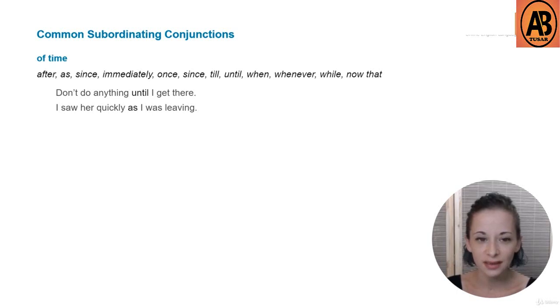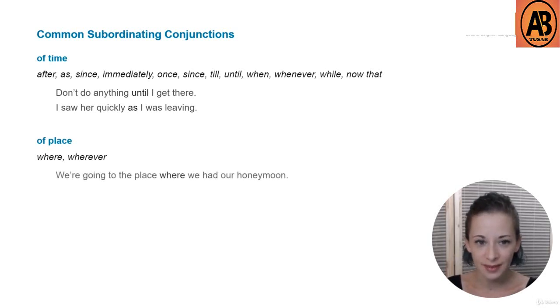Subordinating conjunctions of place include where and wherever. We're going to the place where we had our honeymoon. And the band is followed by fans wherever they go.